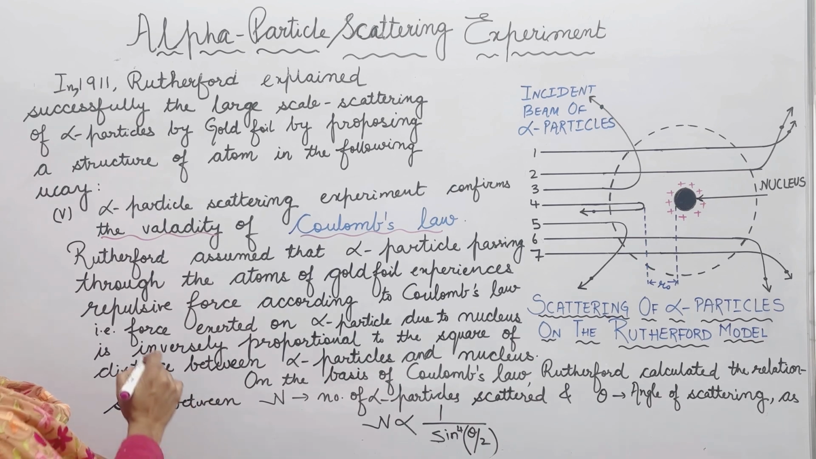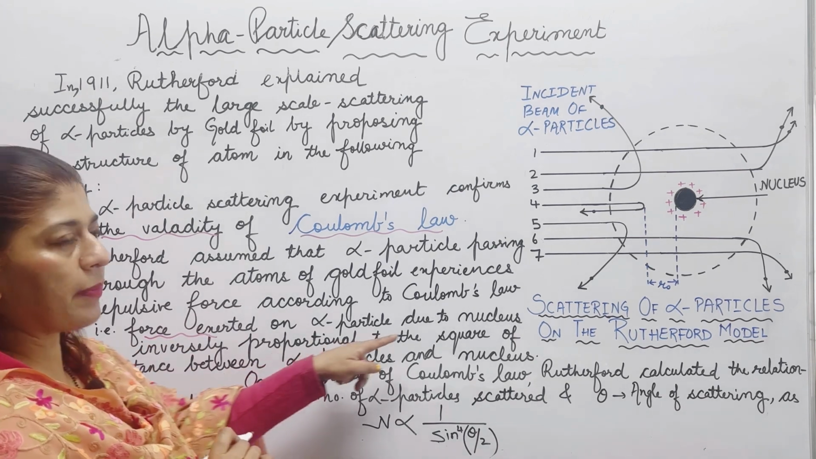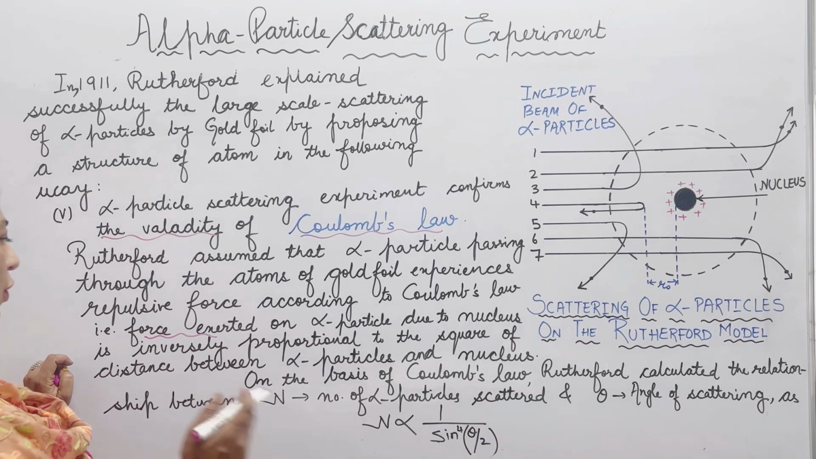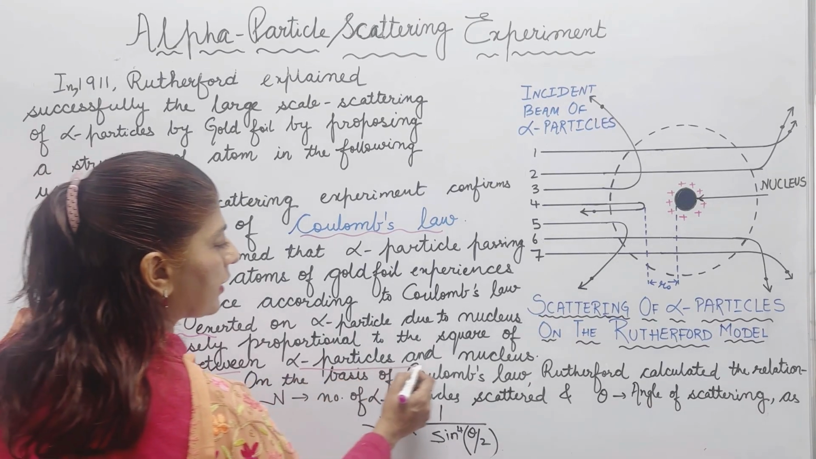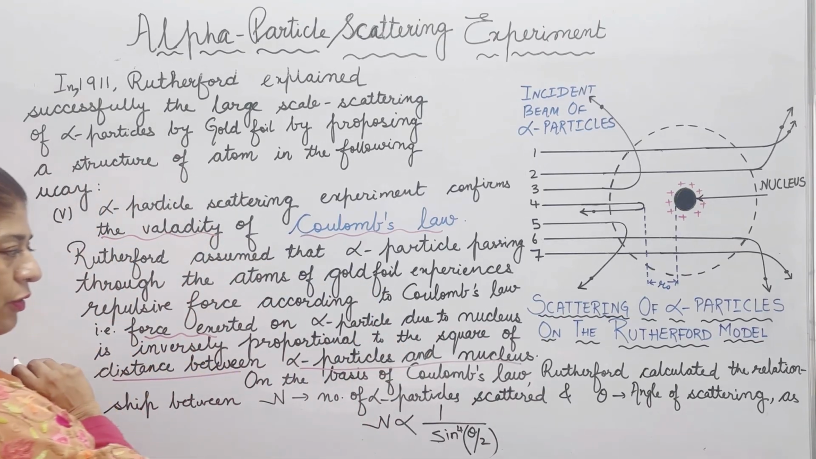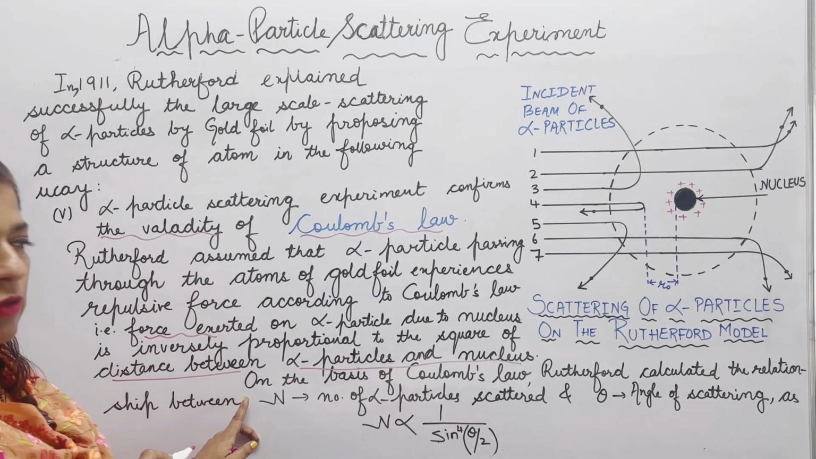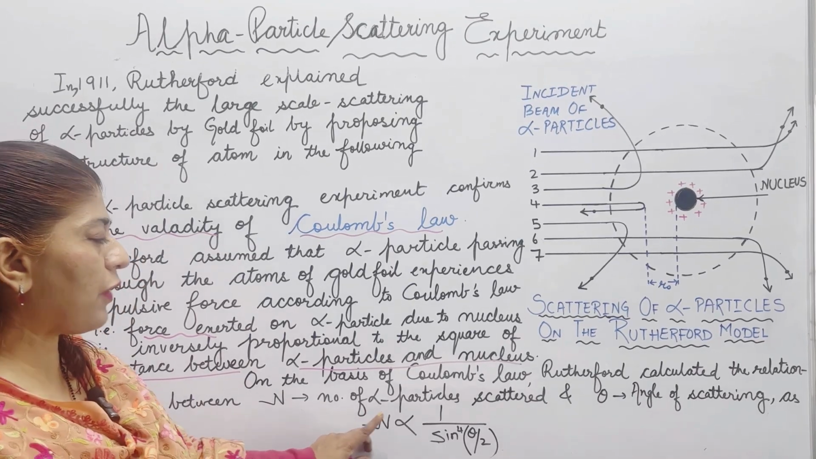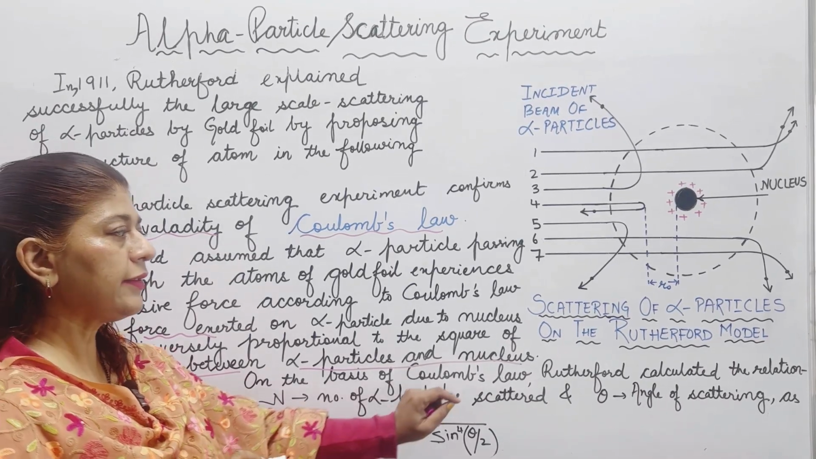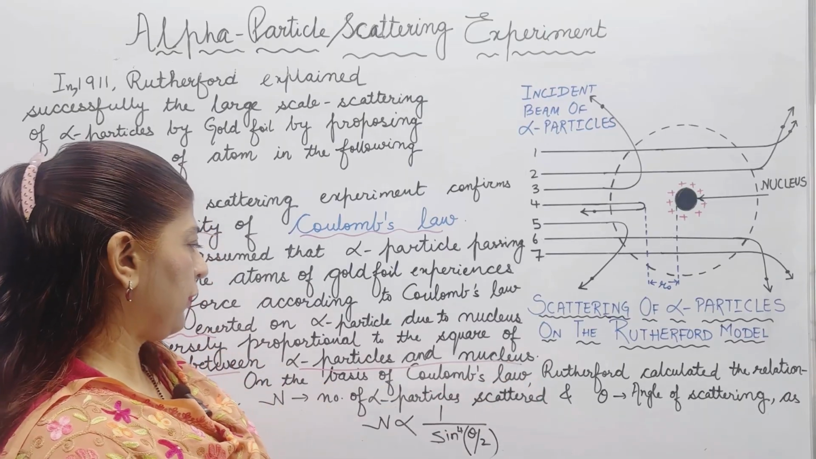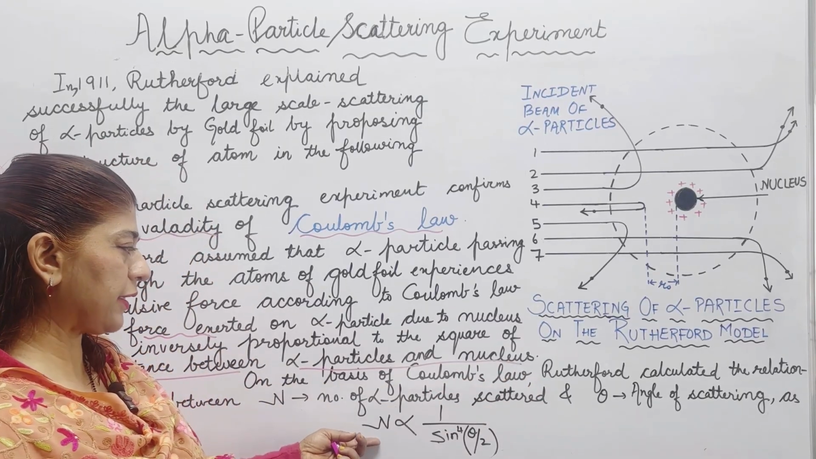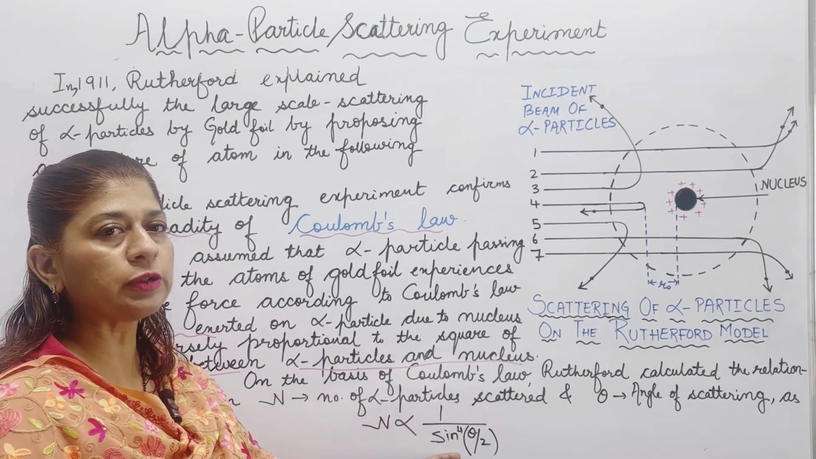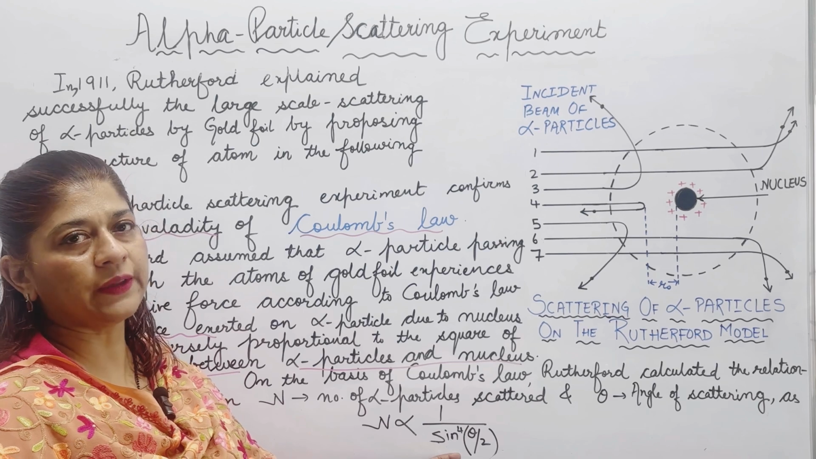So, according to that, the force exerted on the alpha particle due to the nucleus is inversely proportional to the square of the distance between the alpha particle and the nucleus, that is Coulomb's law. On the basis of this Coulomb's law, Rutherford also calculated the relationship between the number of alpha particles scattered and theta, the angle of scattering. He found that the number of alpha particles is inversely proportional to the fourth power of the sine of half of the angle.